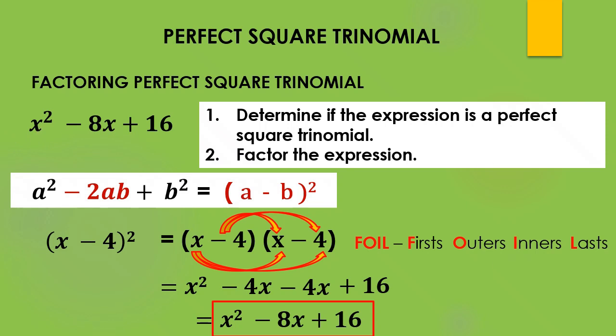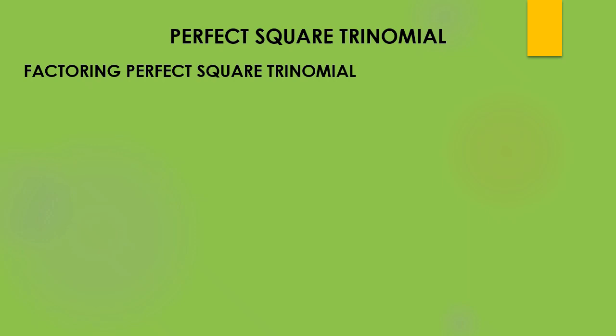So let's proceed. Alright, let's have another one. 4m squared plus 20mn plus 25n squared. So before we factor this expression, let us identify if this is a perfect square trinomial. So for 4m squared plus 20mn plus 25n squared, is this a perfect square trinomial?